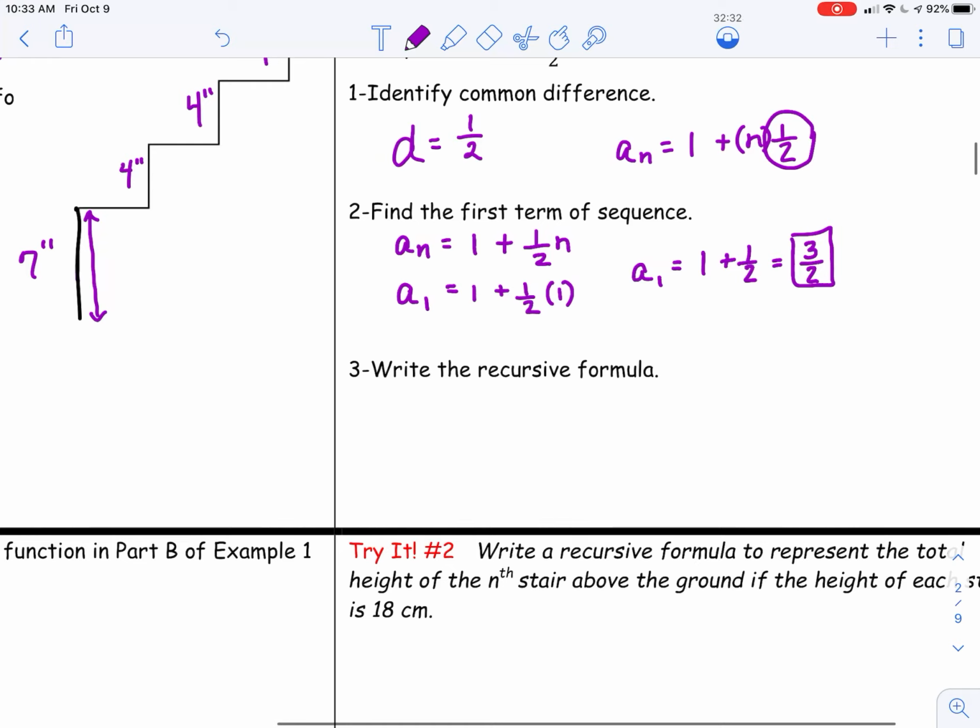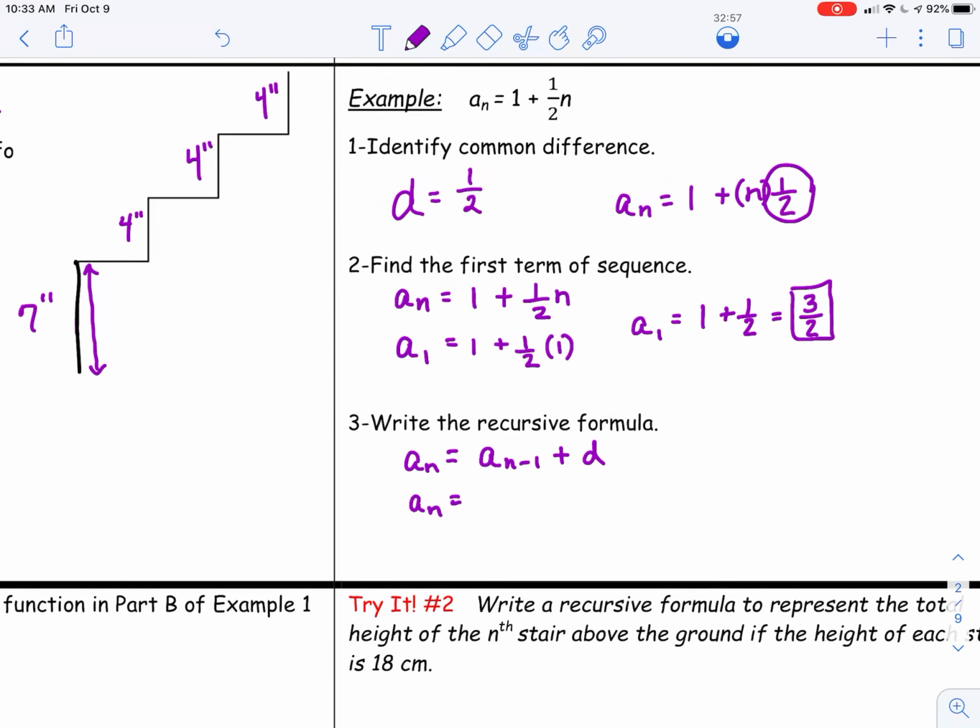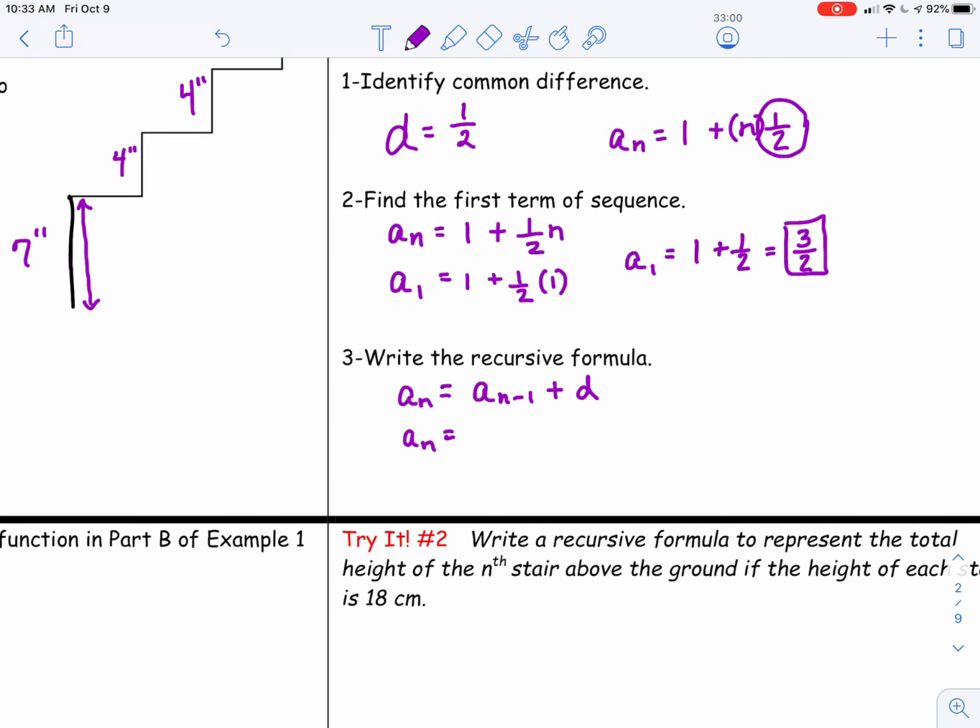Okay, now we have enough information to write the recursive formula. So what does the recursive formula look like? Well, it's the nth term equals the previous term plus d. So let's write down the formula so we can get used to knowing what it is. Don't skip that. And now the generic recursive formula for a problem that has a first term of 3/2 and a difference of 1/2 is written like this.